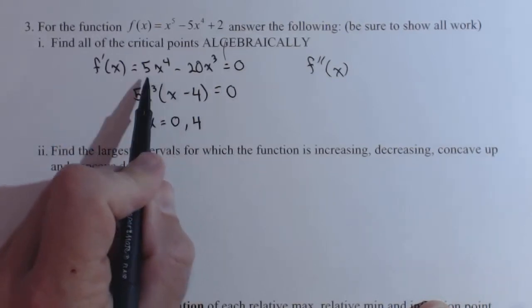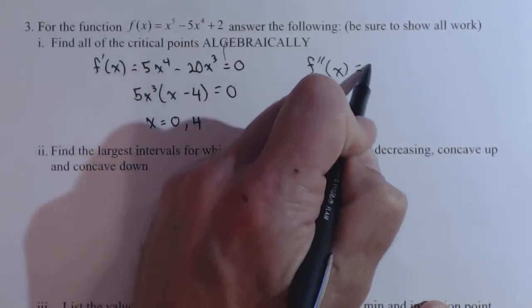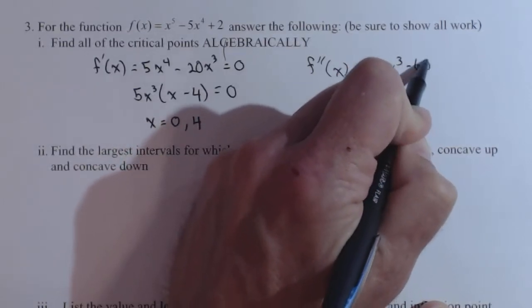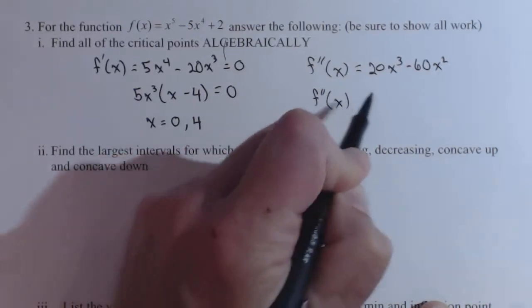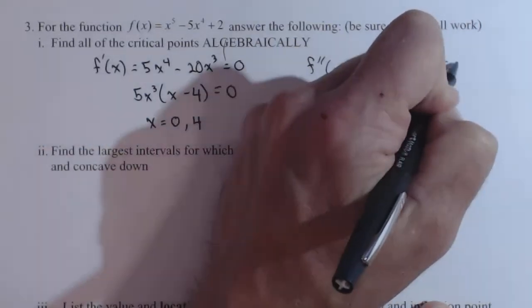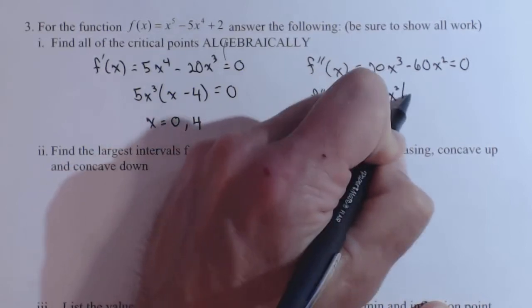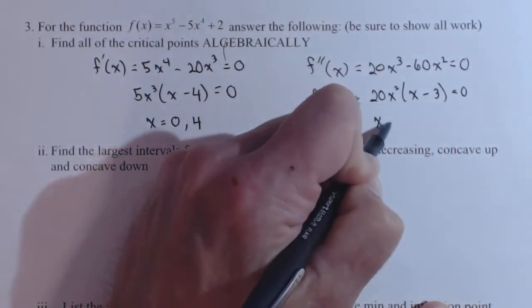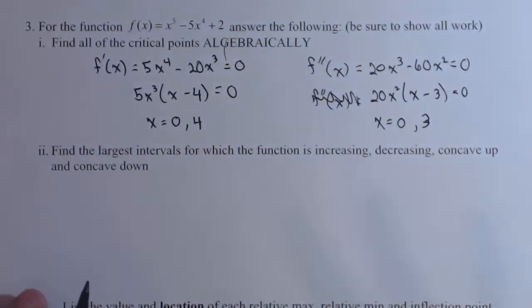The second derivative is the derivative of the first derivative. Power rule again is going to give us 20x cubed minus 60x squared. So f double prime of x, when we set that equal to 0, we can factor out a 20x squared, which will leave us with x minus 3 equals 0. And we see that there are zeros in the second derivative at 0 and positive 3.